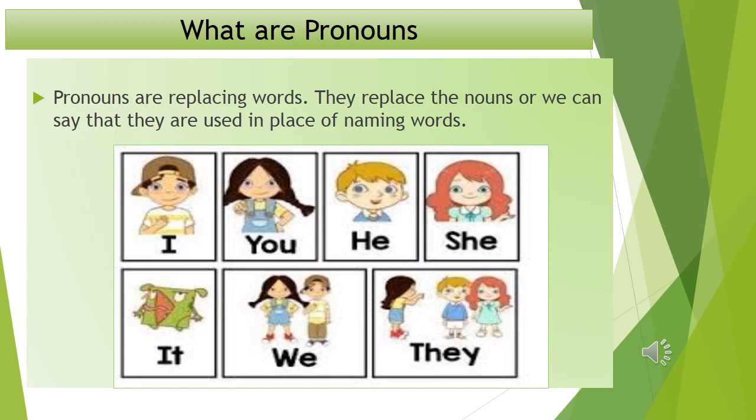For example, if you are saying Rita is a good girl, Rita loves to read. Now this is one sentence and you have used the naming word Rita 2 times. So what you can do is you can say Rita is a good girl. She loves to read. So you can replace Rita and write she in place of her name. This is what is called a replacing word.